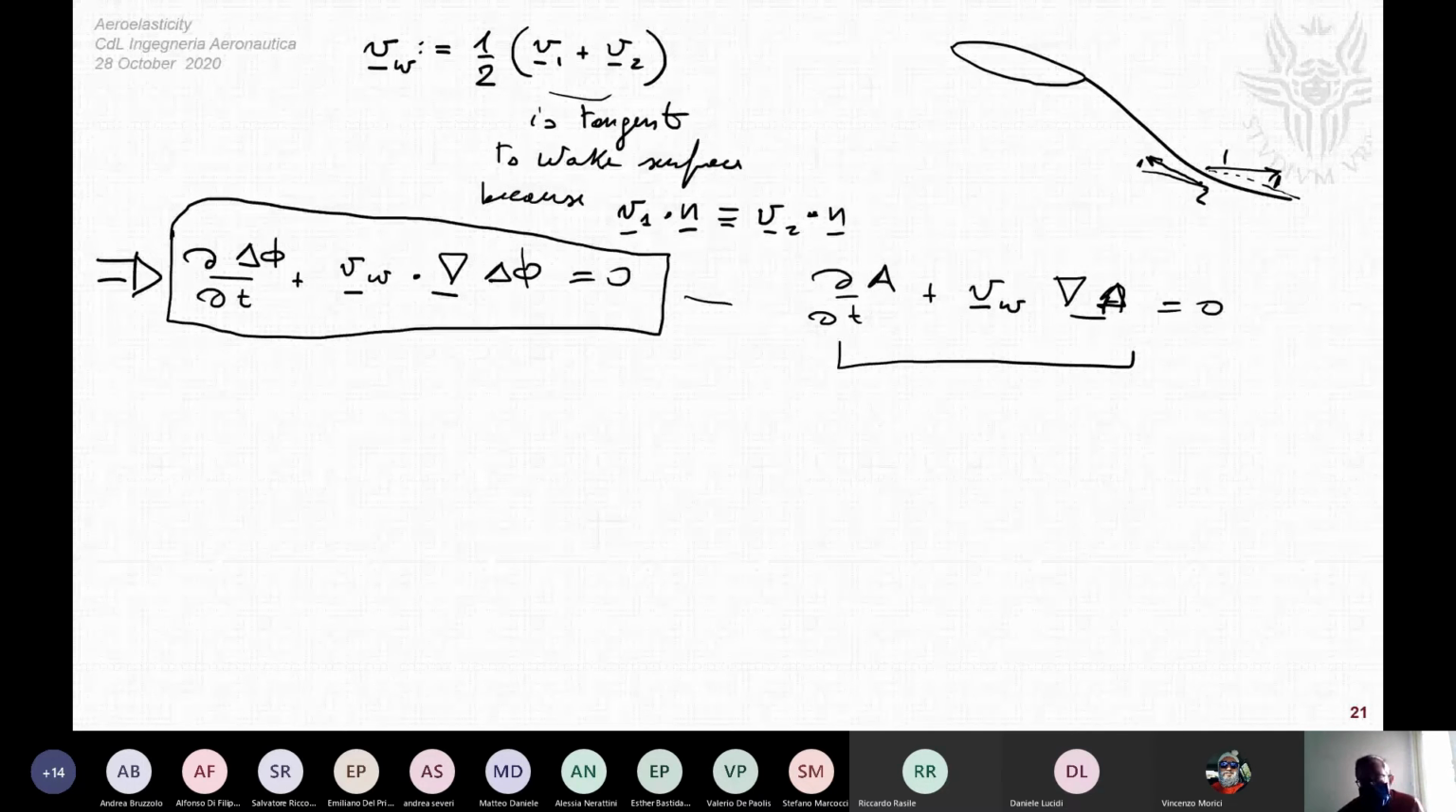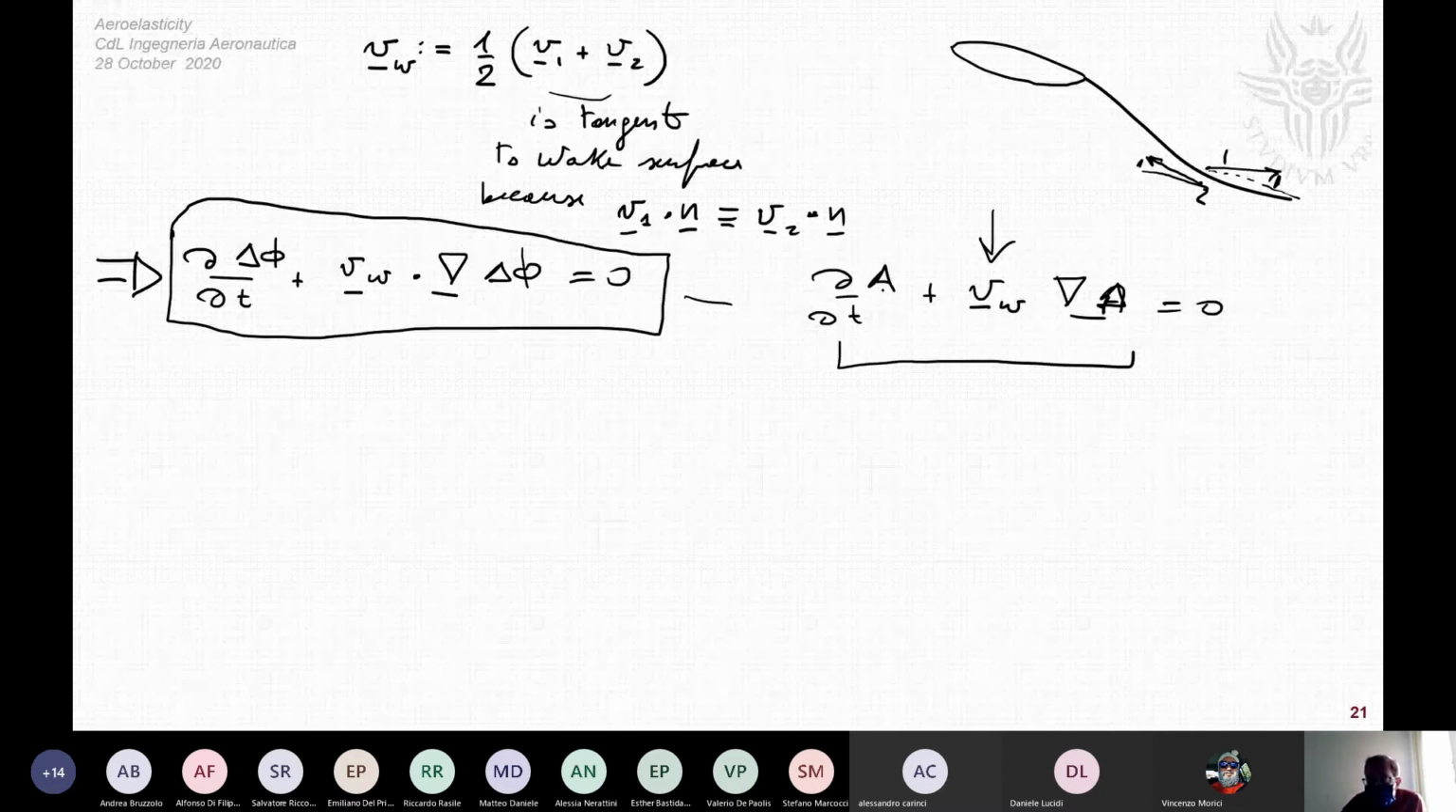Is anybody interpreting this formula? What is this formula talking about? What is this? The Boltzmann transport equation. Yes, this is a transport equation, and it is saying the following: if you are able to move with this velocity, the variation in time of the quantity a is 0.